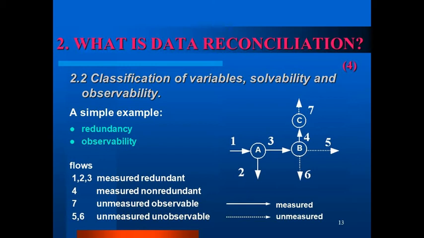The balance of node B contains 2 unknowns, which are flow rates of streams 5 and 6. It is not possible to calculate unique values of these stream flow rates. Flow rates 5 and 6 are so-called unobservable. Stream 4 is nonredundant. This means that it can have any value without interference with other measured values.